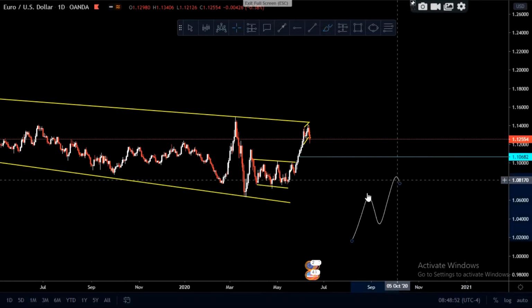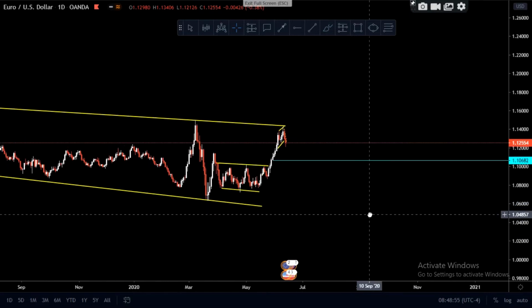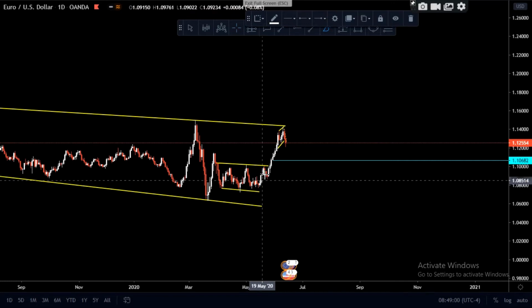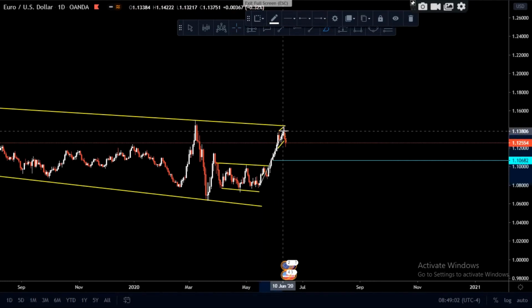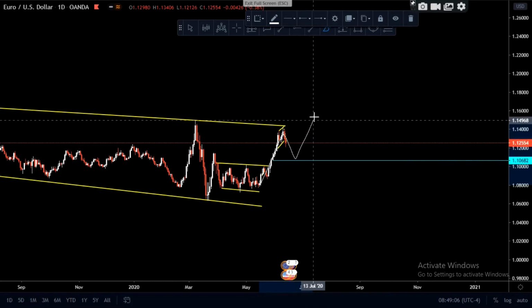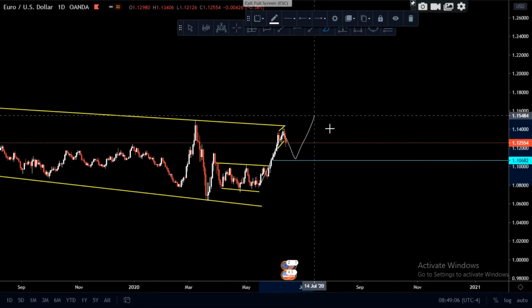So here, as you can see, price gave us that first impulse leg. Now we're expecting something of this nature and then continue with it to the upside. Something of this nature again, just like that.